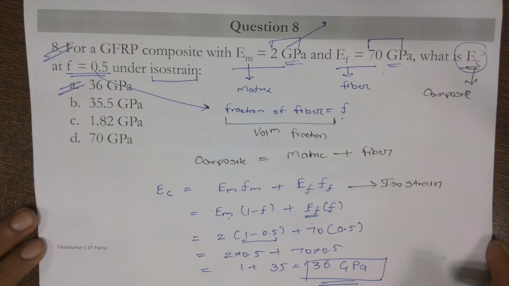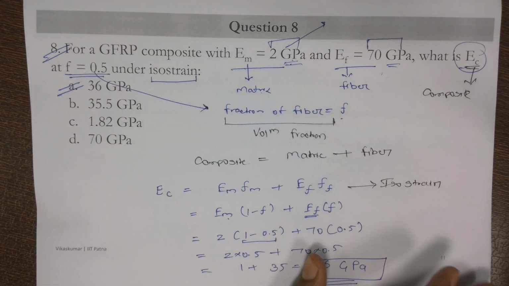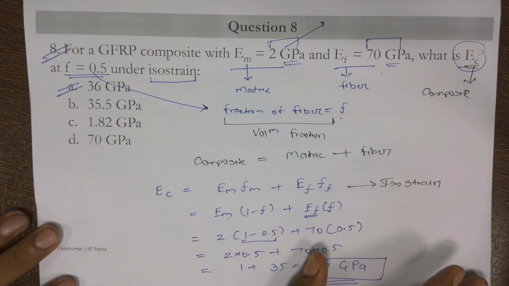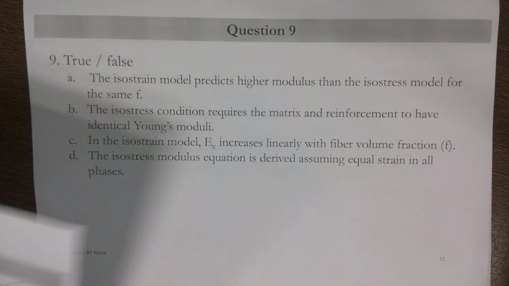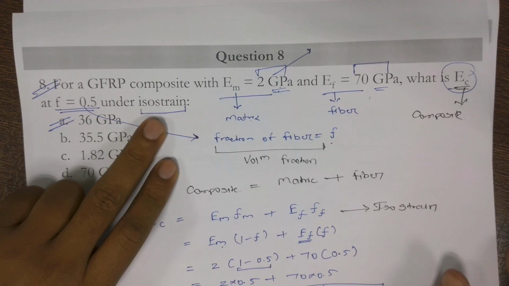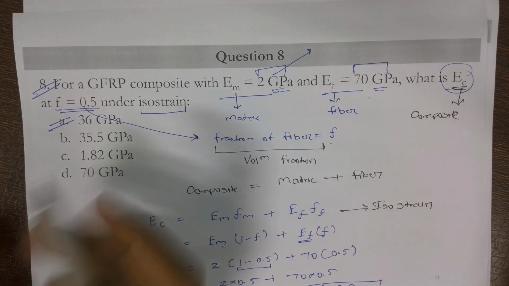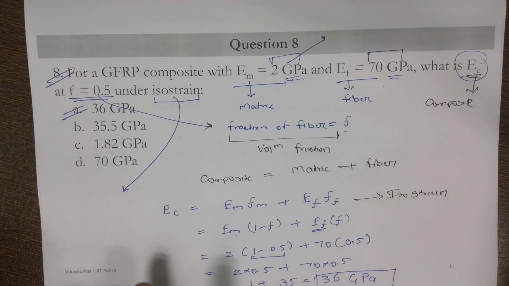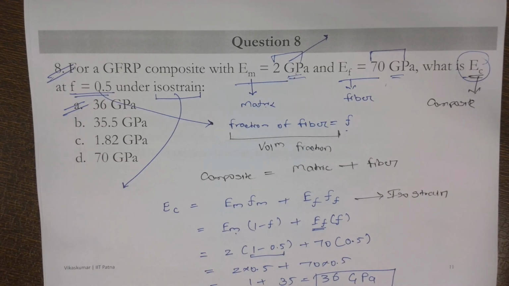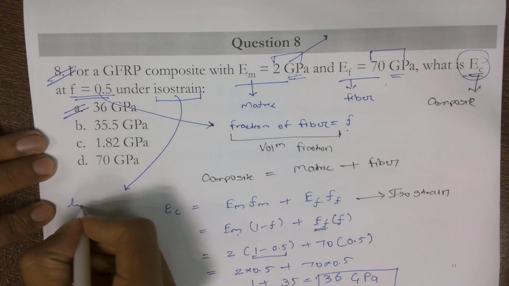Clear, guys? Okay, let's go to the next question if there is no doubt. Question number 9. Note that we discussed the isostrain condition. One more way people usually represent the isostrain condition: the question talks about the isostrain condition without mentioning the word isostrain. They will use the words longitudinal direction.